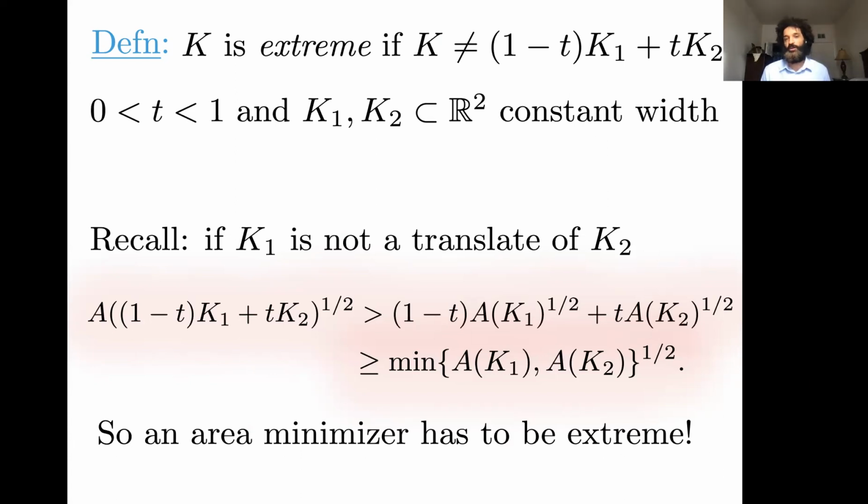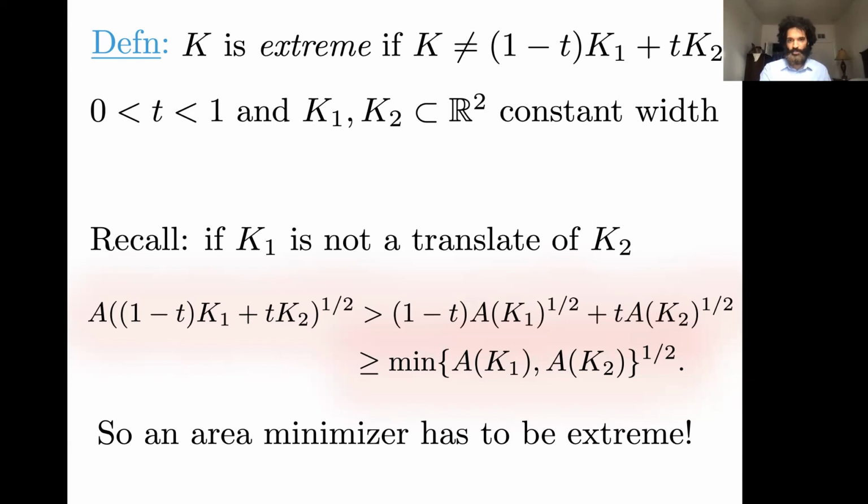Okay, and so I call a set extreme if it can't be written as a non-trivial linear combination of two other sets of constant width. And I should mention, the linear combination in terms of the Minkowski sum of constant width sets is also of constant width. So I'm staying totally within the collection of constant width sets when I do this linear combination.